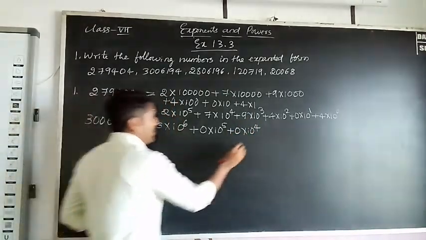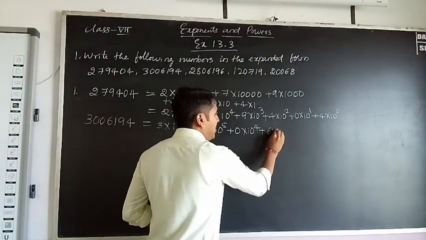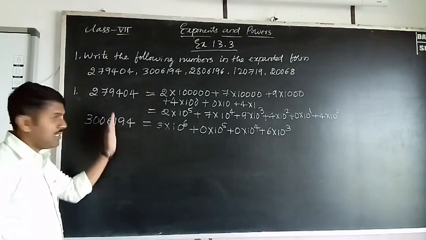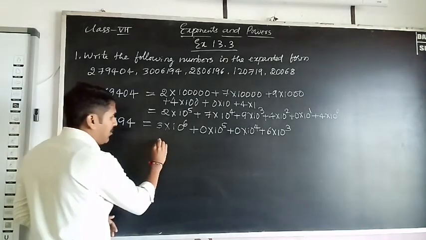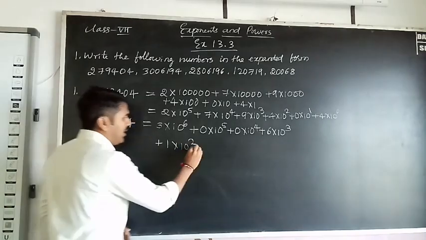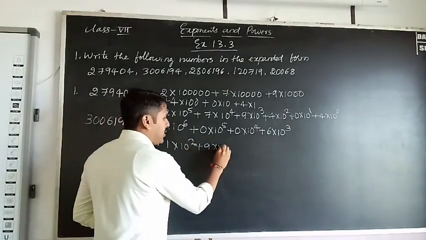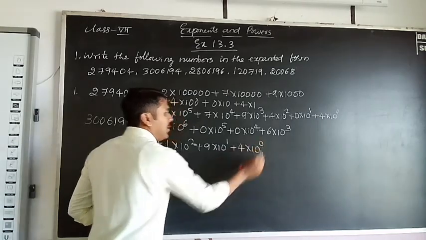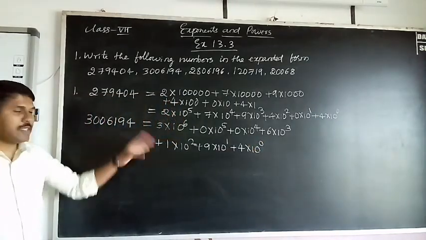Plus next plus 6 into 10 raised to 3. If you leave this 6, 3 digits are there. Next plus 1 into 10 raised to 2. 9 into 10 raised to 1 plus 4 into 10 raised to 0. Okay, this is the expanded form.